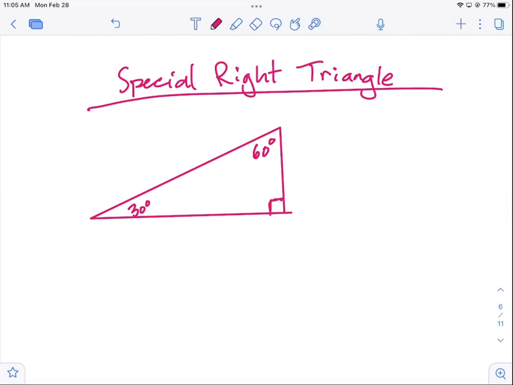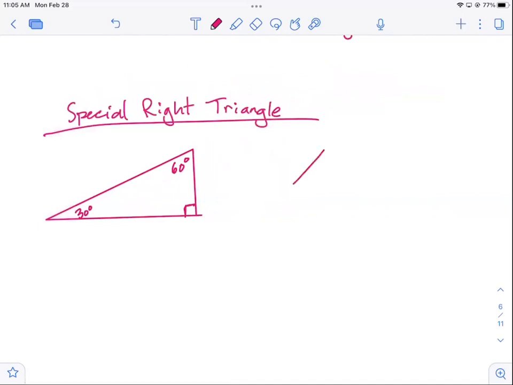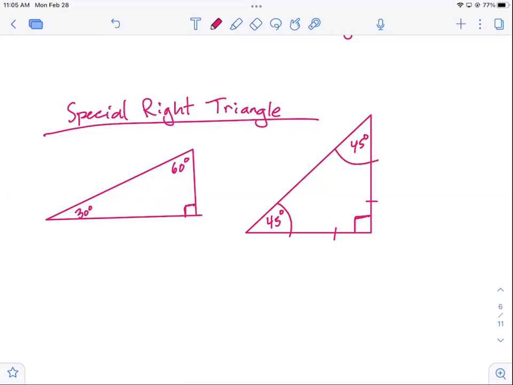Okay. And then the other special right triangle was your isosceles right triangle. Hey, I did it. Lo hicimos. Yo hago. I think that's how you say it. I don't know, past tense. It's been a while. This is your 45, 45, 90. It was your isosceles, okay?